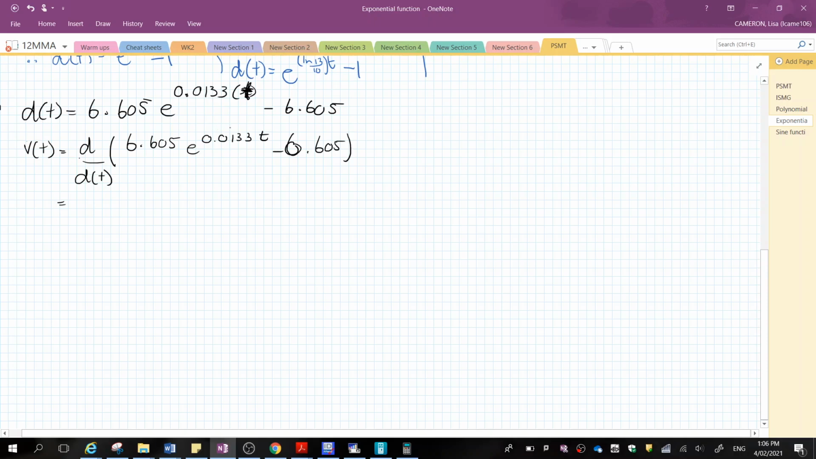So now I'm going to take the derivative of this. Now, this constant on the end will vanish. This value above the e function will come and multiply that front value. So it will be 0.0133 multiplied by 6.605 e to the power of 0.0133t. And that's going to give me my velocity function. And that's going to simplify to give me 0.08804. Now, I've cut out some numbers. I've got it on a piece of paper next to me. Just remember to be consistent with your rounding.